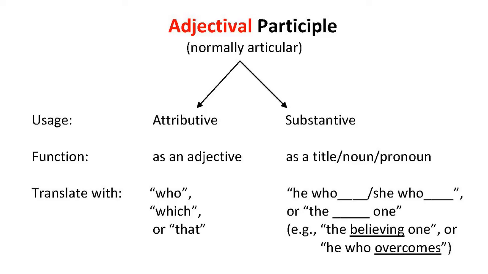And so again, just to review, when you see a participle, the first question you should ask yourself or observe in the sentence is, is it preceded by an article? Remember, adverbial participles are always anarthrous. They cannot have a definite article. So if it has the article, it's going to be adjectival. And then you need to ask yourself, well, what kind of adjectival participle, attributive or substantive? That's what we've just seen. Now let's move on to adverbial participles, which are a little more complex.